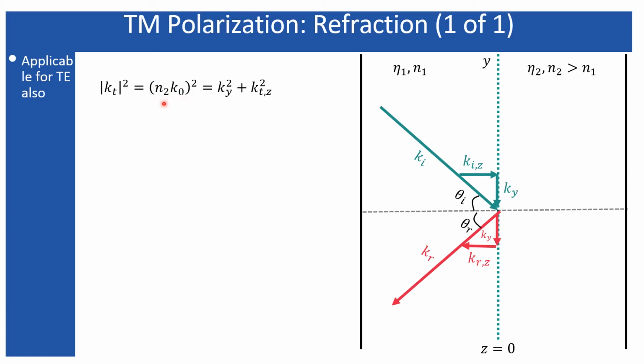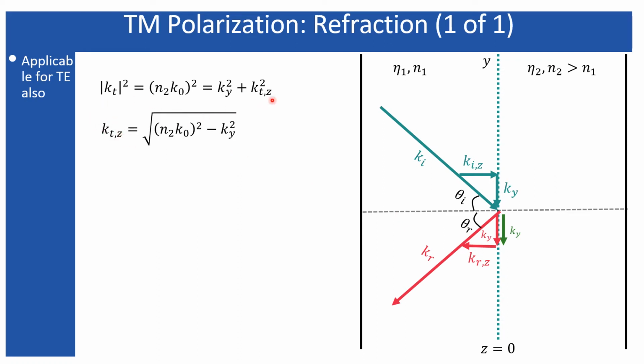The only difference is that I have included only the refractive index of medium 2 because the transmitted wave exists in medium 2. The y component remains the same because it is right now a conserved quantity, and the z component is different from the other two. So let's see what the z component for the transmitted wave is. The y component I have just copied from the reflected wave because all of these are the same.